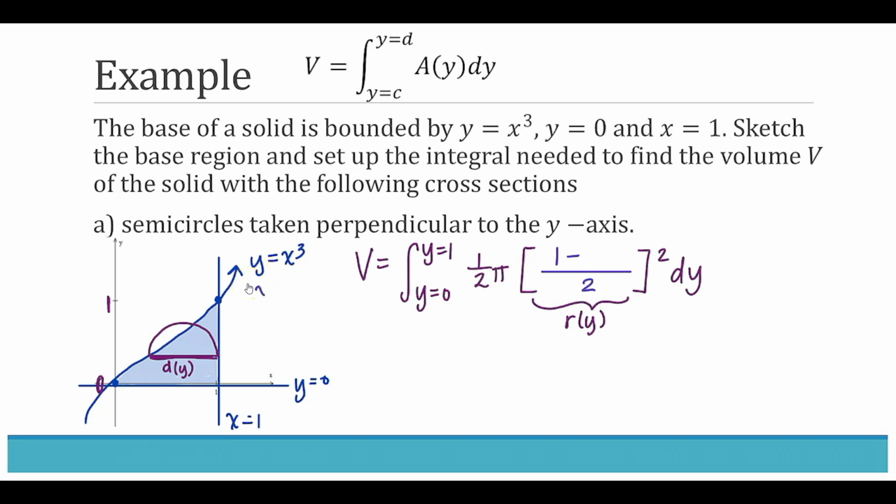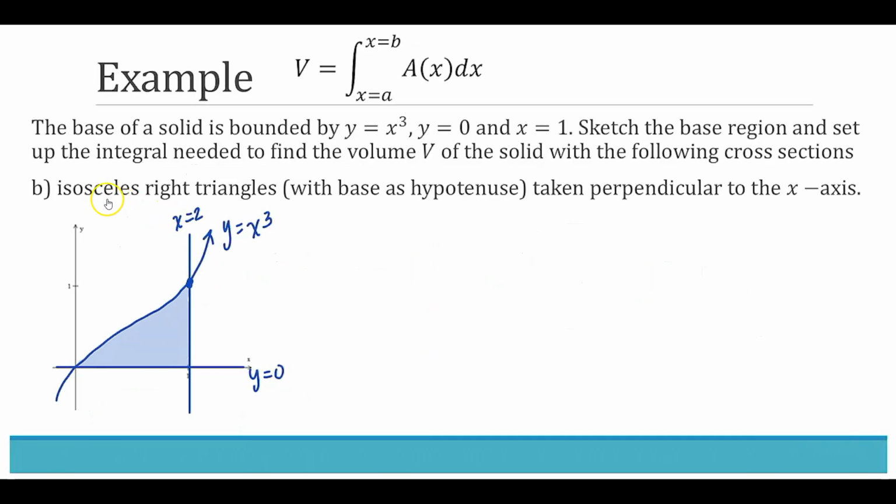So if I take the cube root of both sides, I'll have x equals the cube root of y. So my diameter, right minus left, is 1 minus the cube root of y. So this right here is my radius. So it's the diameter as a function of y over 2. So this is my answer for this problem because we were simply asked to set up the integral needed to find the volume V of the solid.